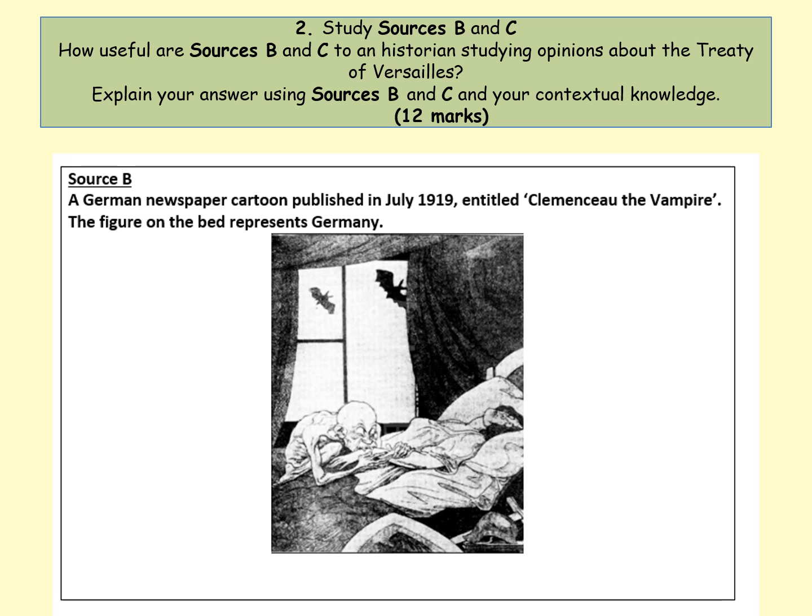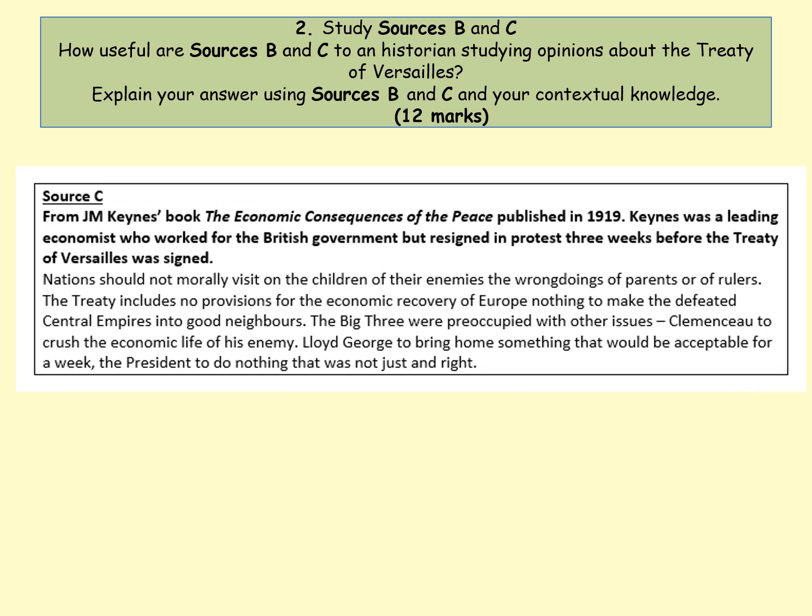You've got the bats outside, for example, and Germany is being portrayed almost like a defenseless victim within this cartoon. This one is from a guy called John Maynard Keynes. He was an economist, so he's an expert on money. He actually resigned in protest at the Treaty of Versailles, so we know he's going to be against the Treaty of Versailles. So when you're writing about the usefulness of sources, you need to write about what's useful about the content of the source, but also what's useful about the provenance of the source, and then link all of that into your contextual knowledge. So there's quite a bit to do for this question.